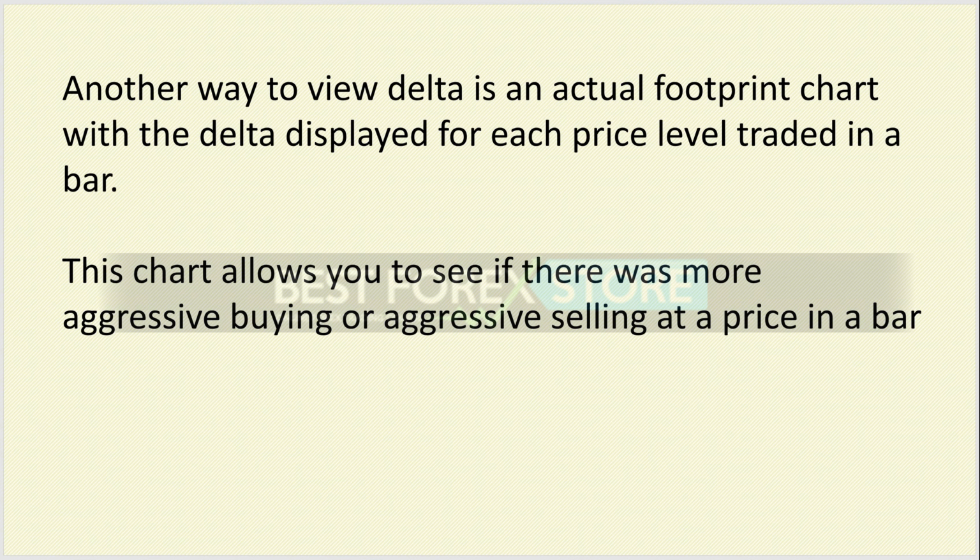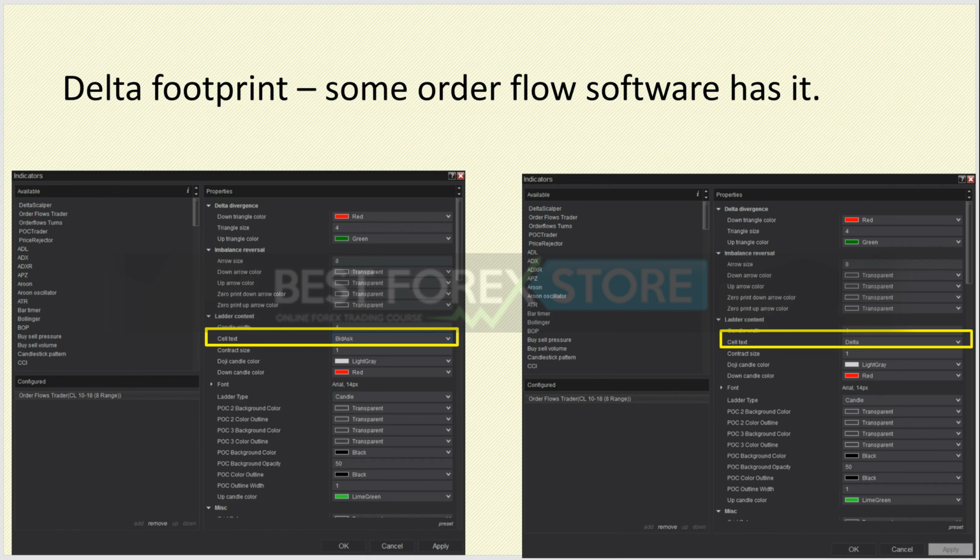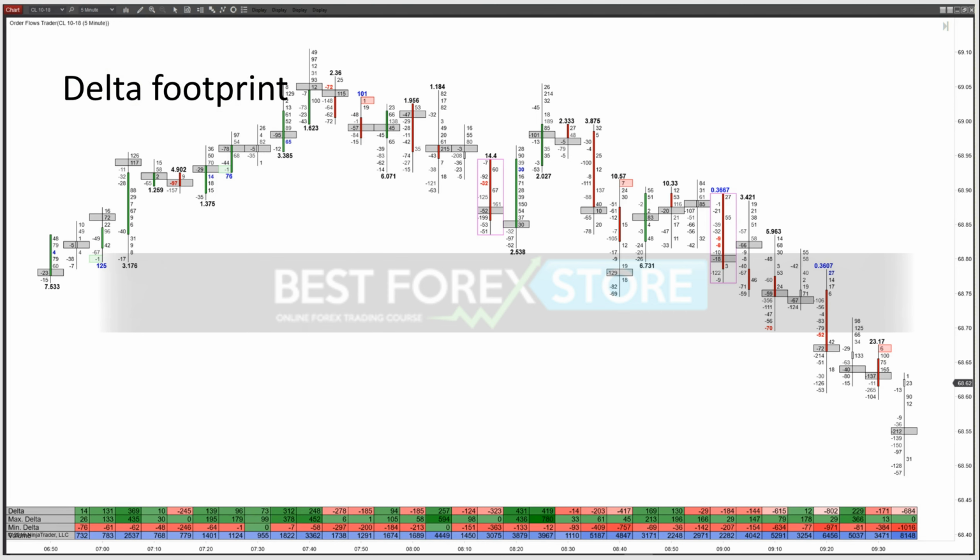Now, there are other ways to use delta on a chart, and another way to view delta is an actual footprint chart with the delta displayed for each price level in a bar. And this chart's going to allow you to see if there's more aggressive buying or selling at a price in a bar. Now, for users of my software, I don't know how it works with other software, but with my software, you can change it from your normal bid-ask data, your normal volume footprint chart, to the delta. You go into the ladder content, you change it to delta. And it looks like this.